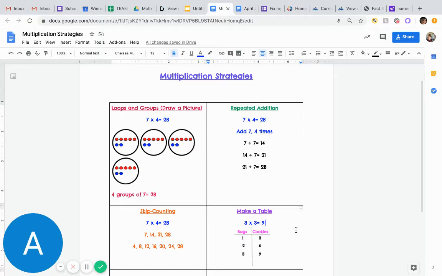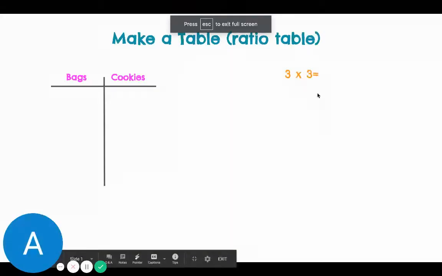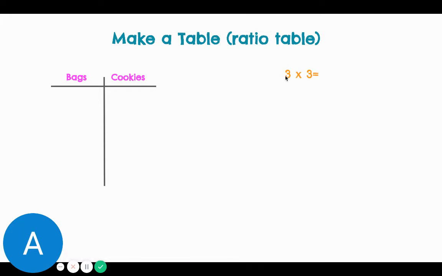Today we are going to look at another strategy, which is making a table, or another word for it is a ratio table. So how we're going to do that today, let's say we have the equation 3 times 3 equals question mark. Okay, so I'm going to start with using just 1 3. And for my example, I decided to use bags and cookies. So I decided that I'm going to have one bag, and in that one bag will be 3 cookies. Okay, so I know one bag has 3 cookies, but I have to do this 3 times.